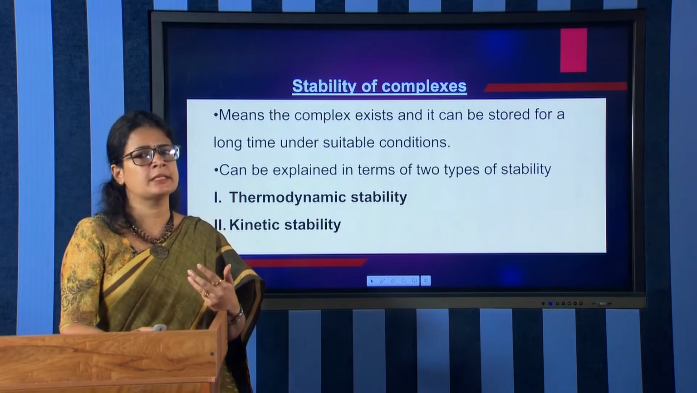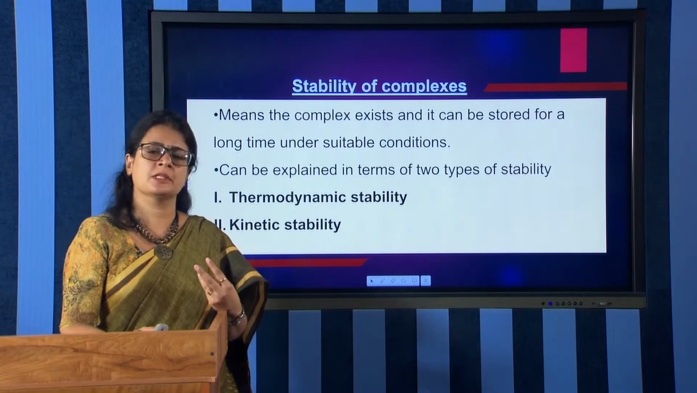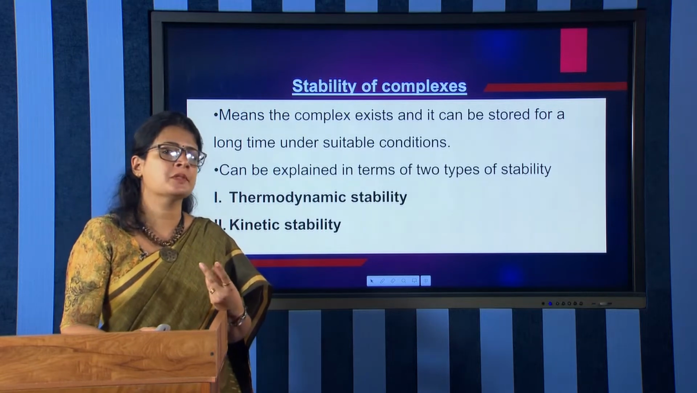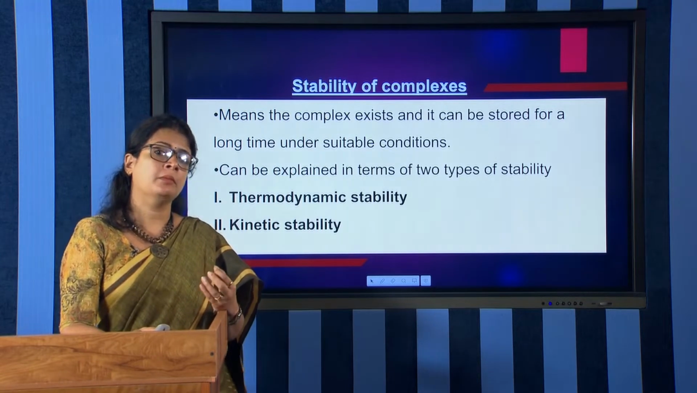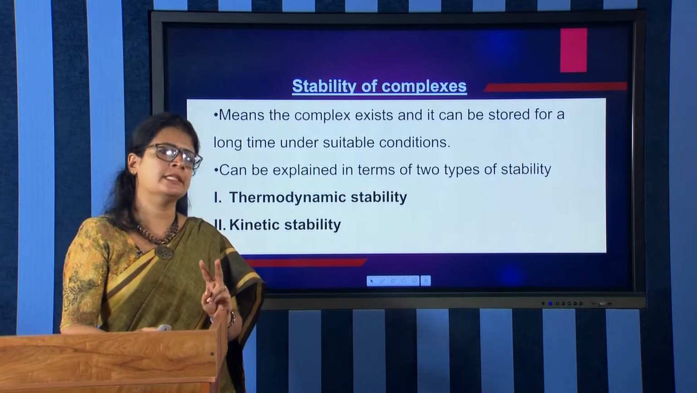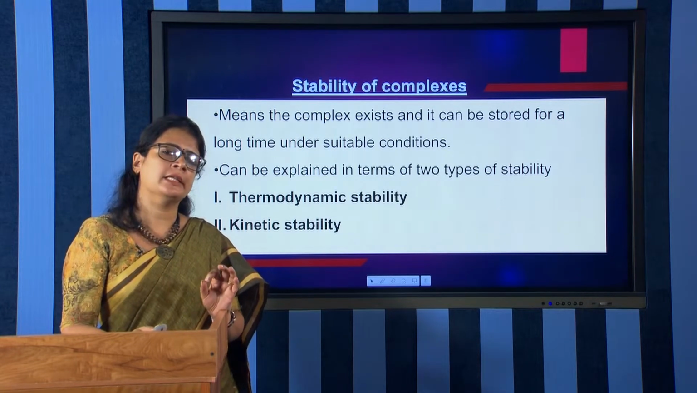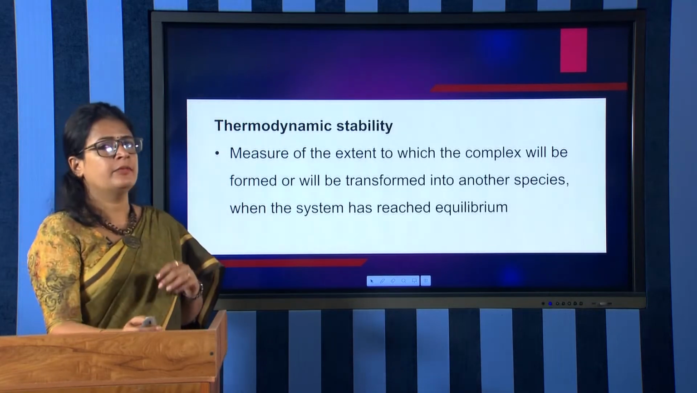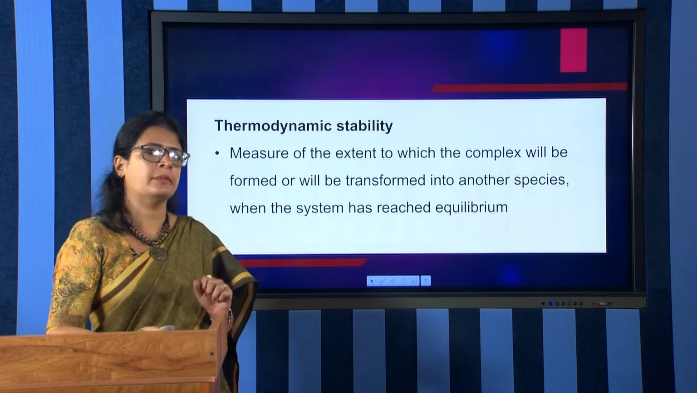The stability can be explained based on two types. In coordination chemistry, we discuss two types of stability: thermodynamic stability and kinetic stability. First, we will discuss what thermodynamic stability is.